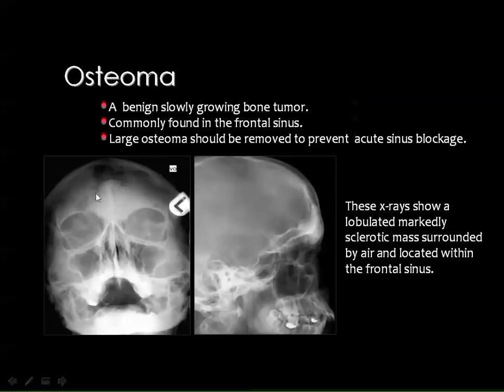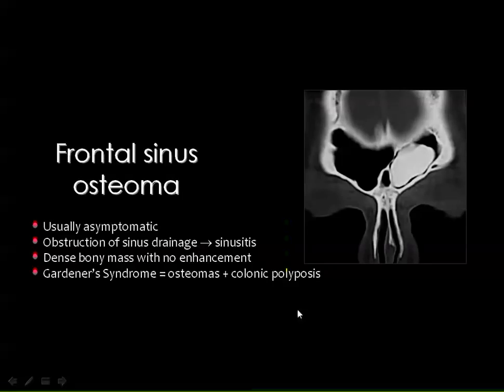You see a very big osteoma occupying the frontal sinus in the sinus view and also in the lateral view. And you can see this osteoma in the CT scan as well. The osteomas are usually asymptomatic, but they may obstruct the sinus drainage, leading to sinusitis.